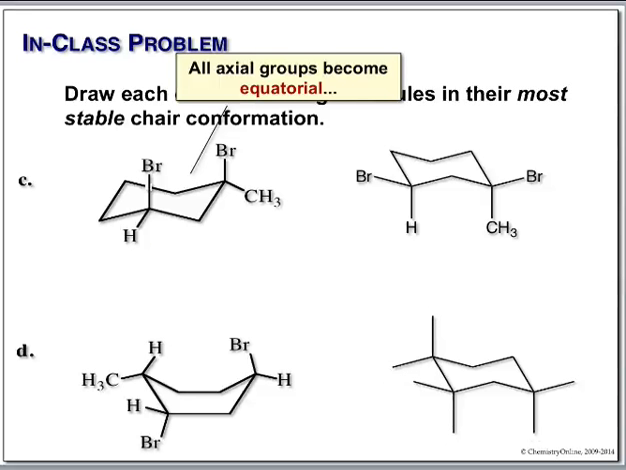Our bromine here is up and down, that's trans. For 1,3, trans would be here and here. For 1,4, these two are trans, it would be equatorial, equatorial, and that's their structure.